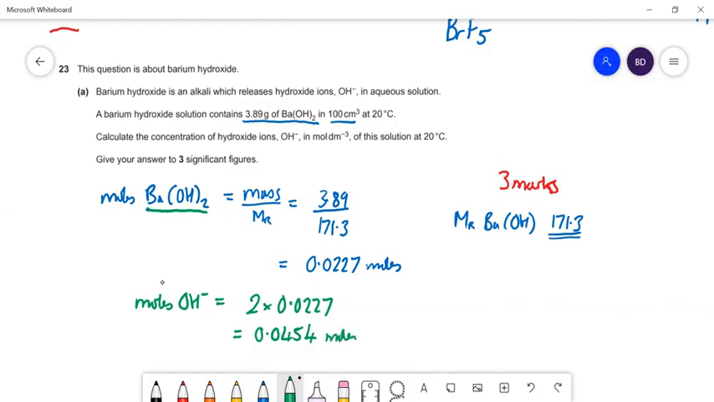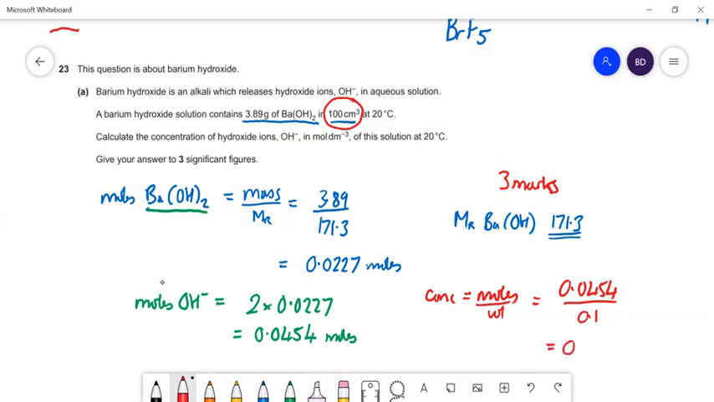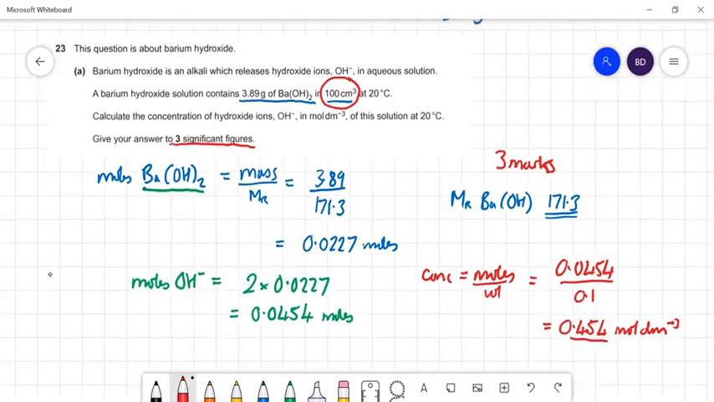Now we need to work out the concentration. So of course, concentration is equal to moles over volume. Concentration of hydroxide ion. We've got 0.0454 moles of hydroxide ions. And here the volume is 100 centimeters cubed. That's 0.1 dm cubed. So that gives us 0.454 moles per decimeter cubed. That is our answer, and that's the 3 significant figures, as it asks us in the question there, yeah? Okay.